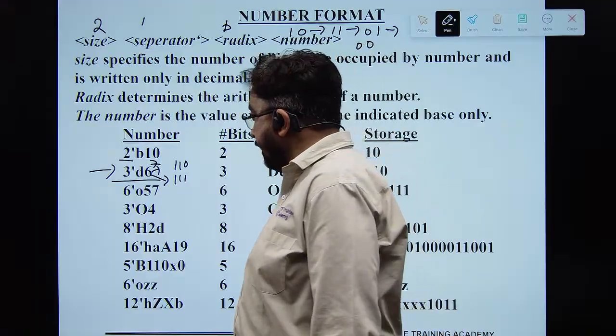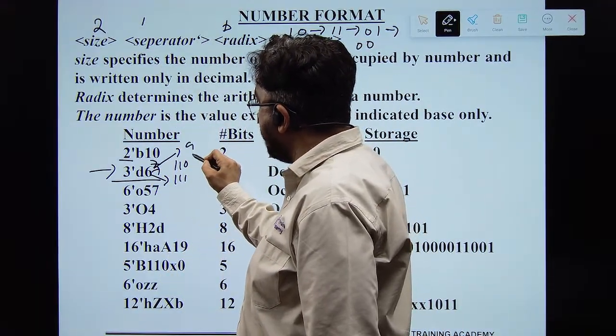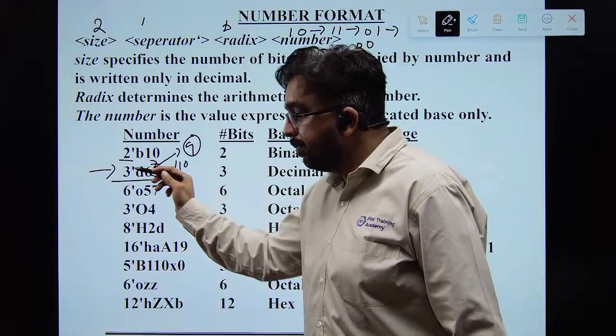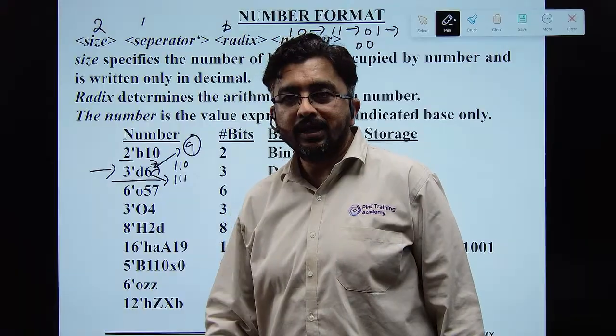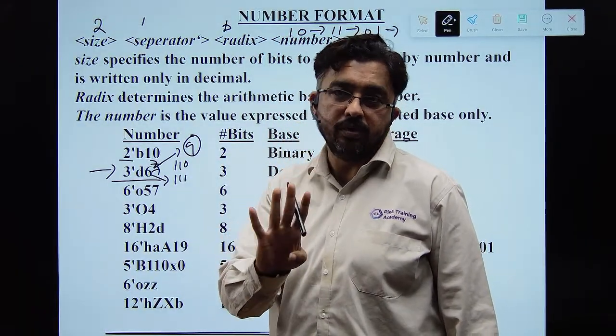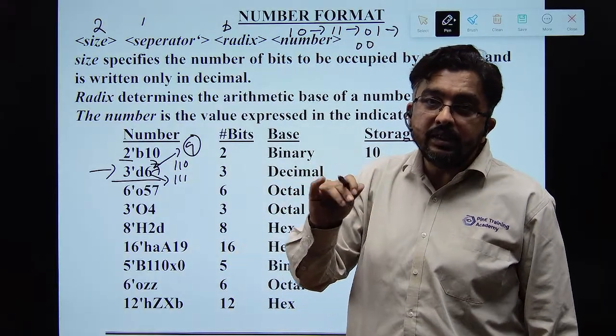If I give here, for example, 9, then what will happen? Because 9 you cannot represent in 3 bits. 9 you can represent in 4. The size should be 4. Then in that case, what happened?